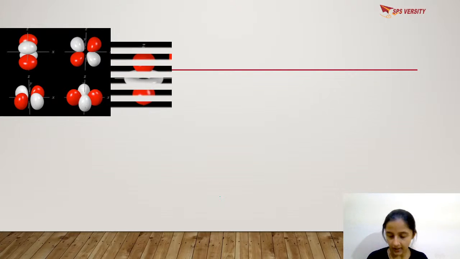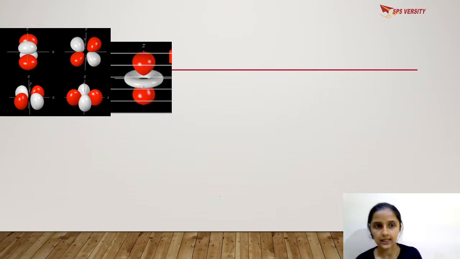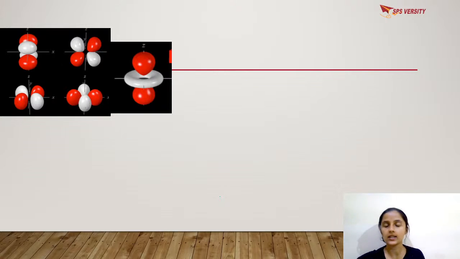When we consider the shape of the d orbitals, we know that there are 5 degenerate orbitals, namely dxy, dyz, dzx, dx square minus y square, and dz square. These are the 5 degenerate d orbitals.